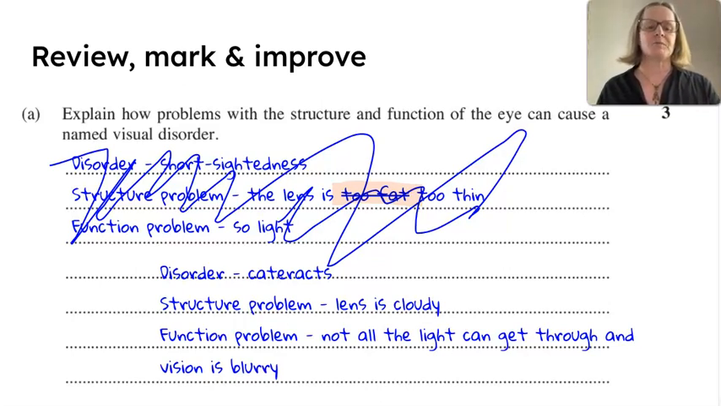So we can only mark what's below, and they've talked about cataracts. Now, it's spelt wrong. So we've got a misspelling here, doesn't matter. It hasn't changed or confused the examiner, so it should be okay. They've talked about the lens being cloudy and not all the light getting through, so the vision is blurry. This actually looks like quite a good response. So I would be happy with this. And what I would like you to do is when you try this for yourself, to try it and use a different named visual disorder.